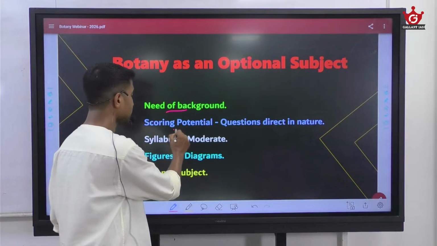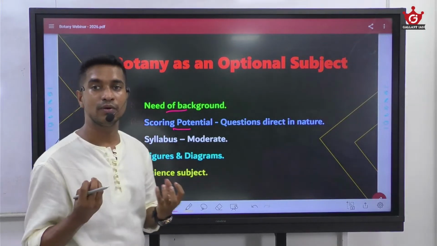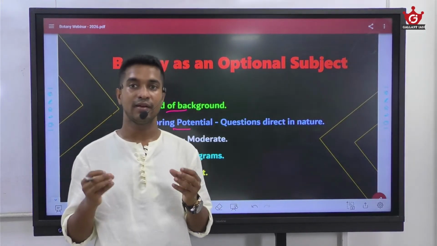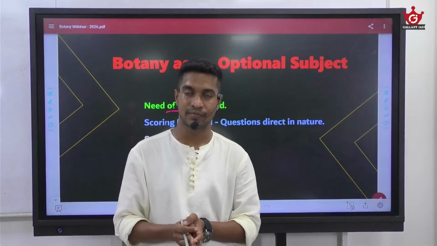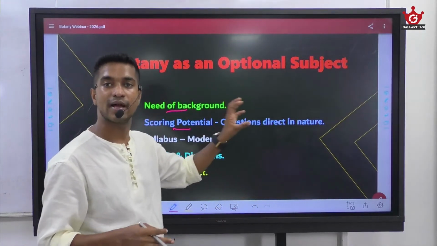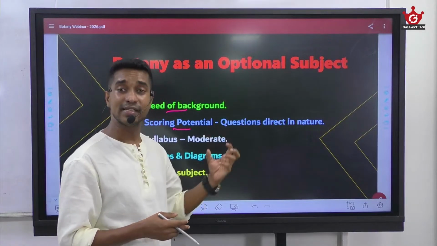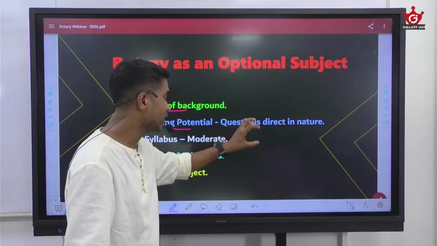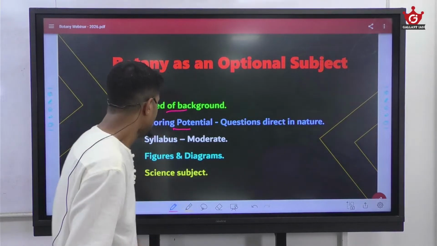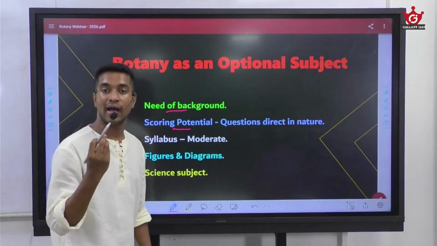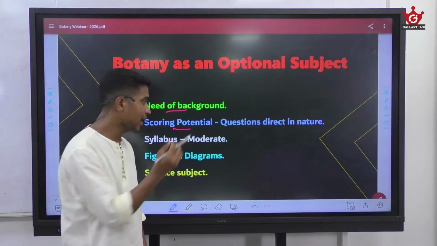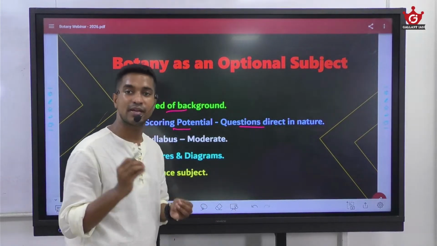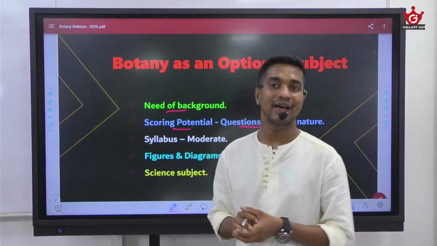And next, scoring potential. While looking at an optional, we might think, is that optional scoring or not? Definitely botany is also a highly scoring optional subject. The reason is that most of the questions asked in the exam are very direct in nature. So botany is a highly scoring optional subject, and most of the questions asked in the mains exam are direct in nature.